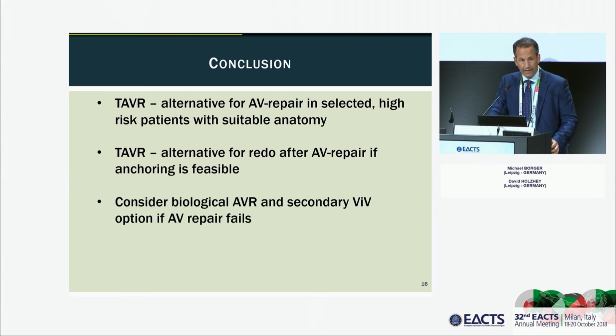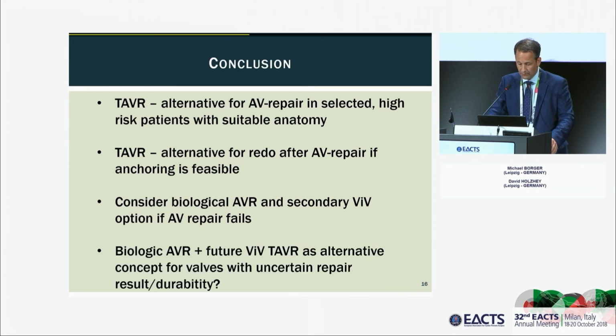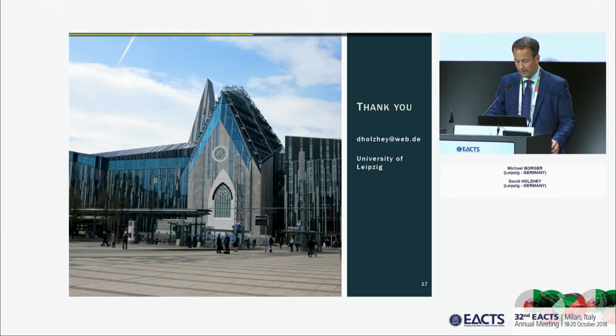And we may be talking in the future about biological AVR, which is an operation which obviously is a lot more generalizable and can be more easily done by surgeons who are only doing 1 or 2 aortic roots per year, with a secondary valve-in-valve in the future. And this is a concept that I'm sure is going to be brought up more and more as more and more patients get TAVI in the future. Thank you very much.